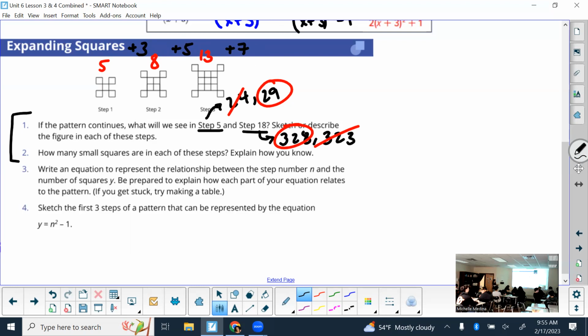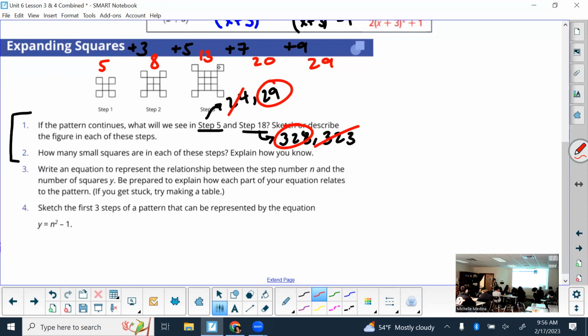So then in step 4, I have 20 squares. And then in step 5, what would I add to keep this pattern going? 9. I would add 9, which then gives me a grand total of 29 for step 5.